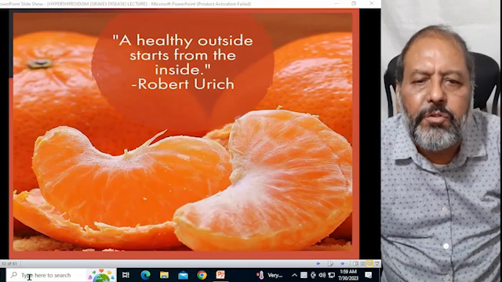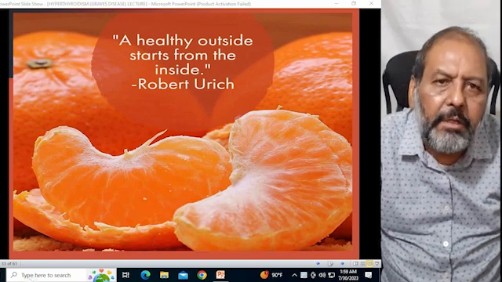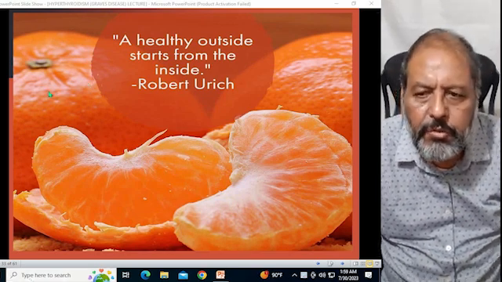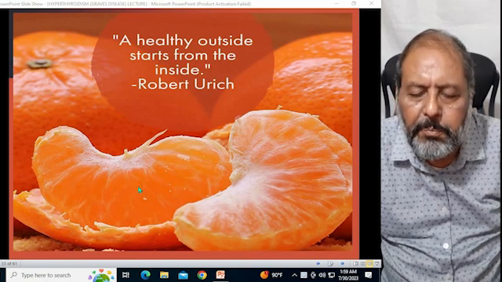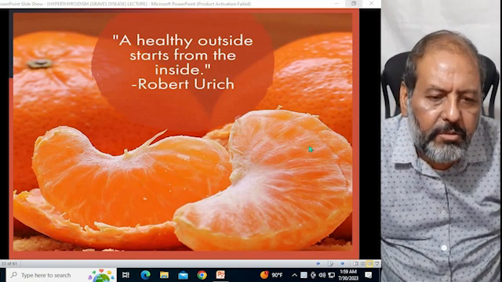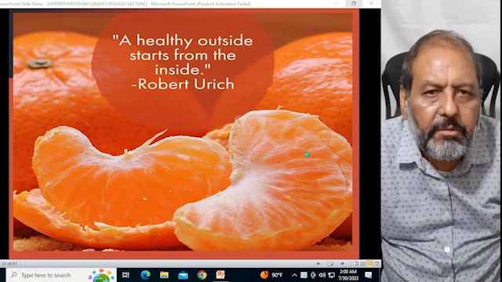A healthy outside starts from the inside. If your inside is beautiful, you will have beauty outside. But it all depends upon the things which are inside. So that is the matter.